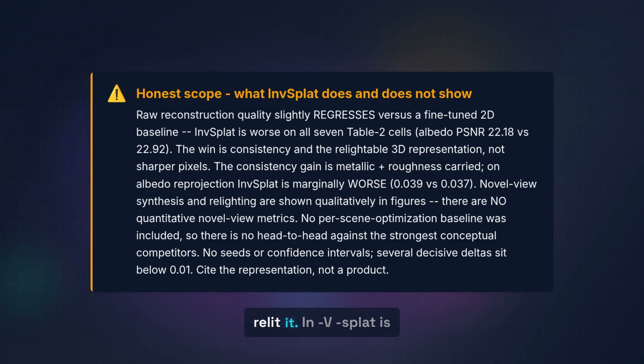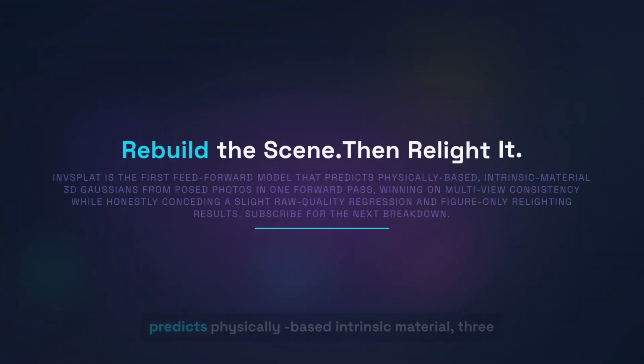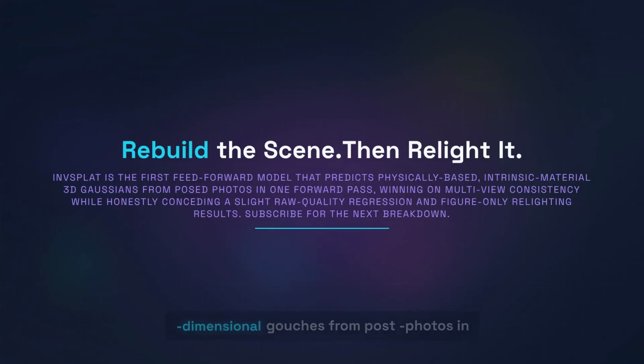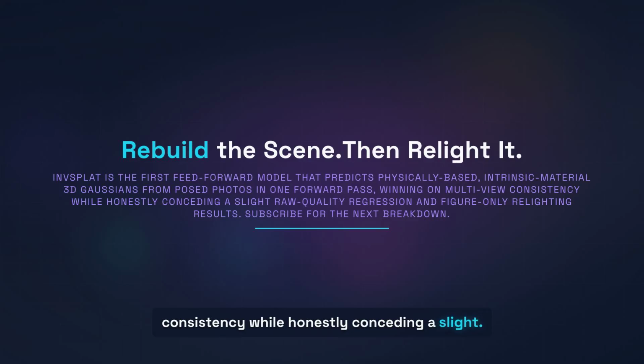Rebuild the scene, then relight it. InvSplat is the first feed-forward model that predicts physically based, intrinsic material, 3-dimensional Gaussians from posed photos in one pass, winning on multi-view consistency while honestly conceding a slight raw quality regression and figure-only relighting results.